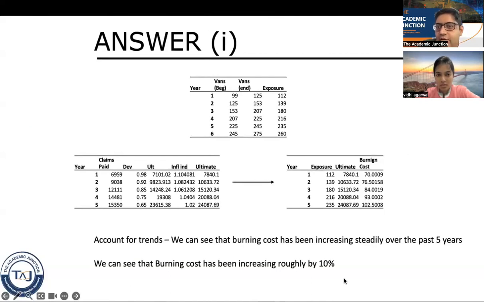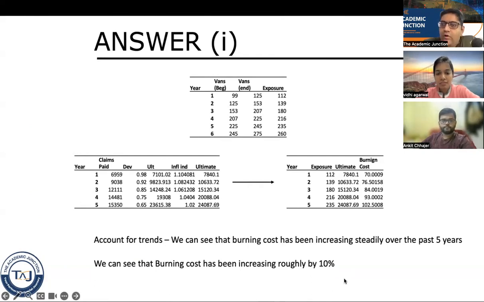No, not necessarily. There are other drivers for frequency as well, right? You have only accounted for one factor, inflation, in your trend. Now, there could be so many factors. There could be changes to policy terms and conditions. There could be changes to risk management practices. There could be changes to frequency. There could be changes to severity, right?